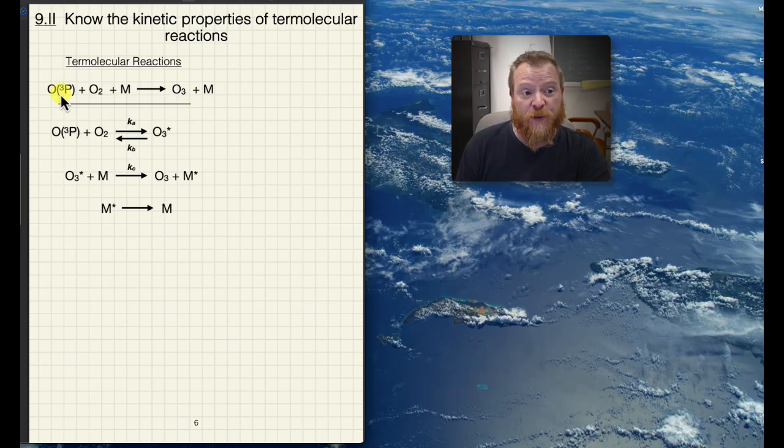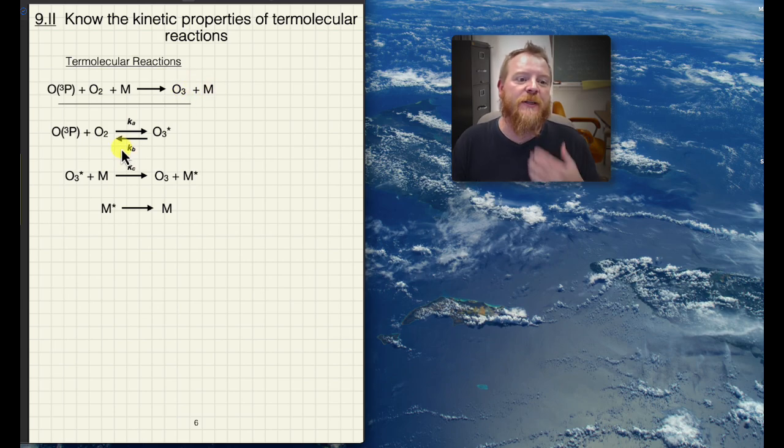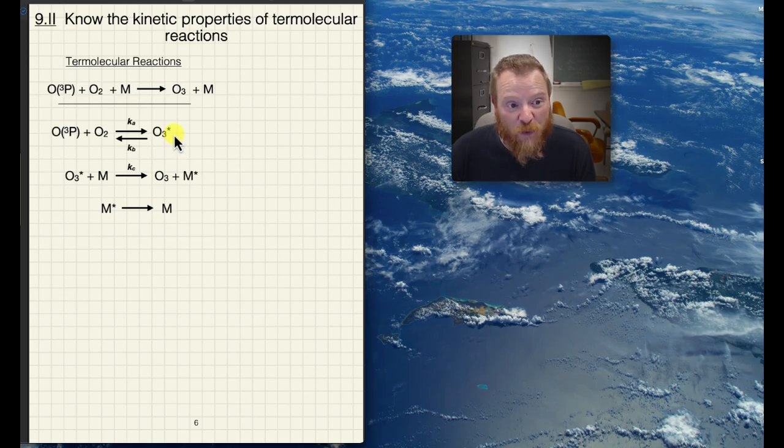O triplet P, so that's a ground state oxygen, plus O2 plus M, right, which is our collisional body, to make O3 plus M. So looking at the mechanism, you can see here in the first step, oxygen atom reacts with O2 to make an unstable O3, or an excited O3, which could, right, decompose back into its original reactants, or it could be stabilized from the collision of a third body and move on to form products. And then, of course, M star is eventually stabilized back to its ground state.